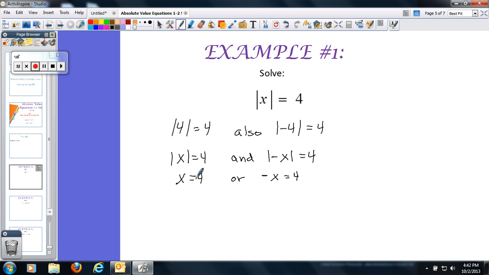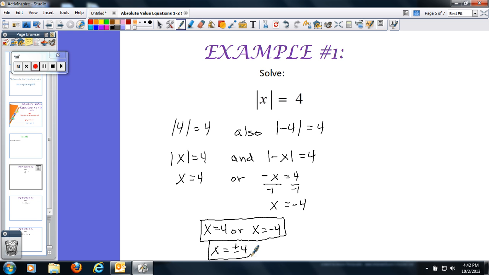Well, the problem is that I'm looking for the value of x. Well, here I have the value of x. I have that x equals 4. But in the second equation, I have that negative x equals 4. So now I have to solve for x, and I'm going to divide everything by negative 1, which will give me that x equals negative 4. So here's my answer then. I got x equals 4, or x equals negative 4. Okay, so this is your answer. I've also seen it written like this, which would be fine: x equals plus or minus 4. Either one of those would be perfectly okay.